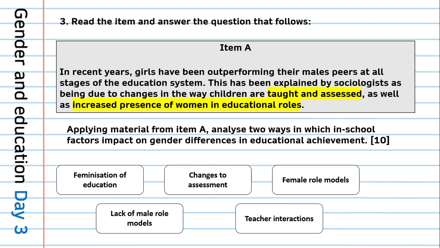These are the ones I picked out. Taught and assessed, that leads to things like feminisation of education, changes to assessment, as well as increased presence of women in educational roles, lack of male role models, female role models. We can also talk about taught and assessed and throw in teacher interactions in there as well.